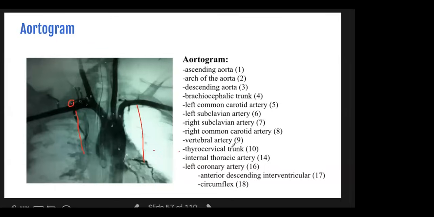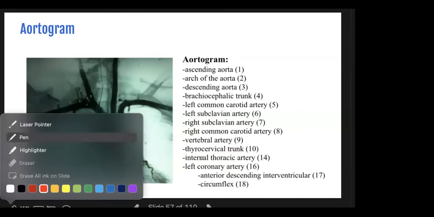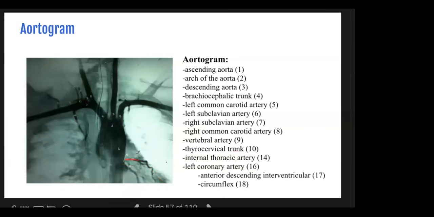Again, the most important things are the vertebral artery, the internal mammary, which are these ones, the thyrocervical trunk, which is number 10, and then the left coronary artery. I don't think it's right. Oh, it is. The left coronary artery, and then the LAD. Maybe I can make this image much more clear. So this is the LAD according to number 17, correct? It says the anterior descending. And it says the circumflex is 18. But the orientation seems a little funny, don't you think?